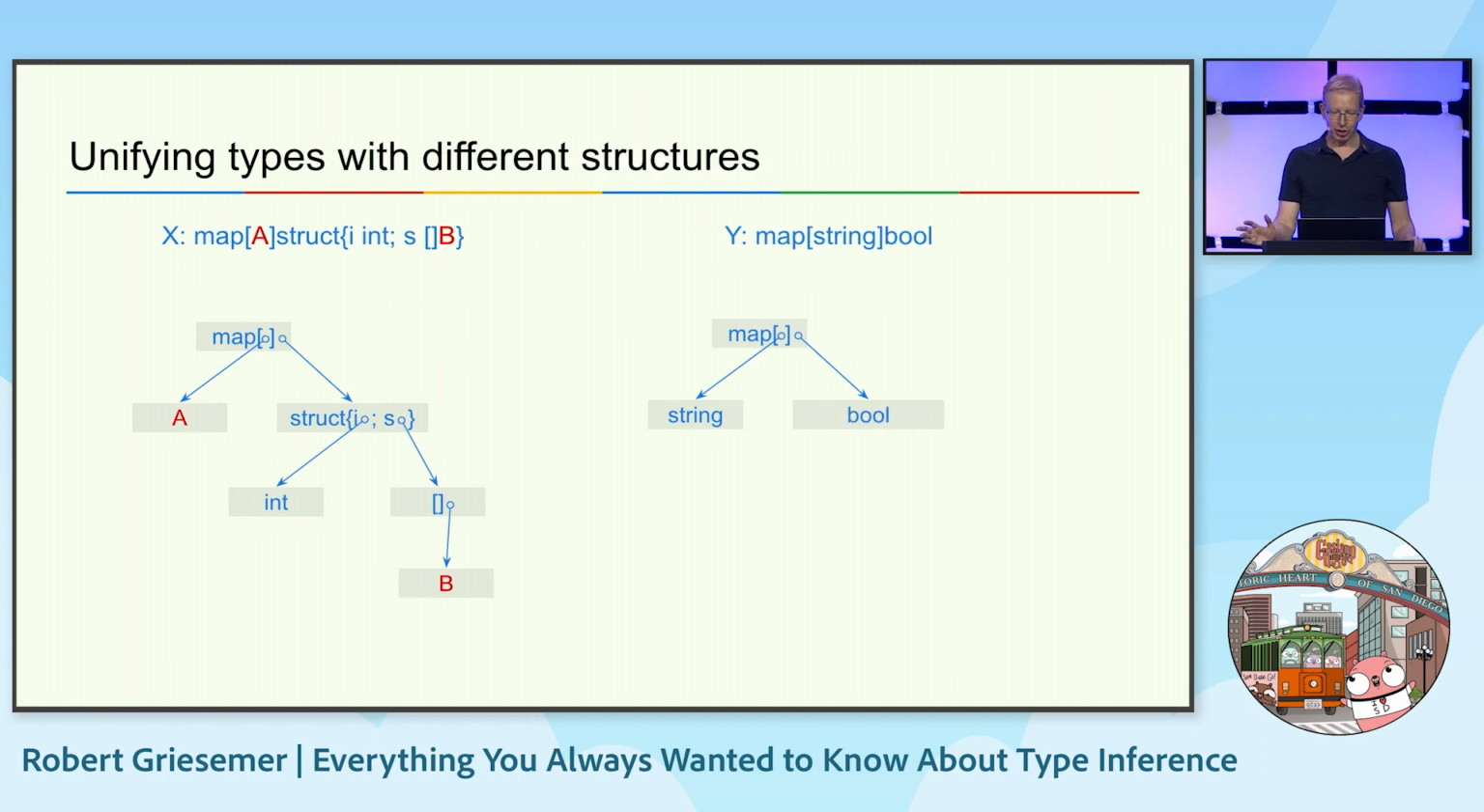So now let's consider a slight variation of this previous example. Here, x and y don't have the same type structure. So again, start at the top. We have two maps. It's all great. Go down on the left-hand side. We have a and the string. And these two must unify. So we know a must be a string. But now we match a struct against a bool. These are two different types. They cannot be made the same, and unification fails.